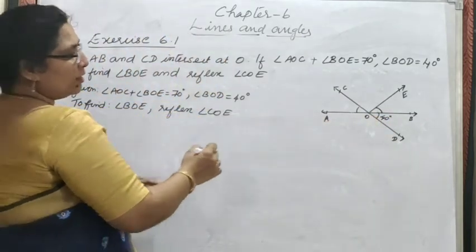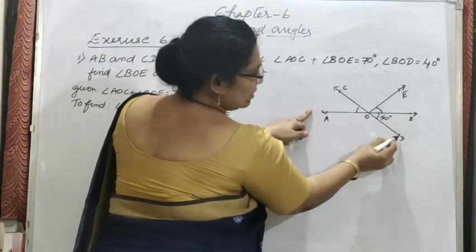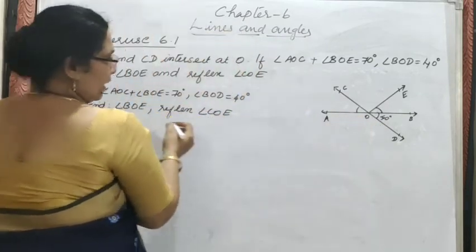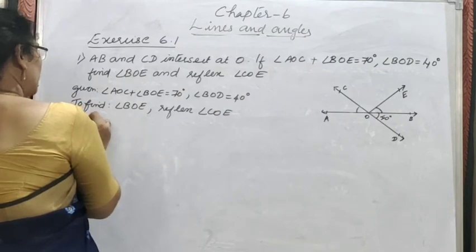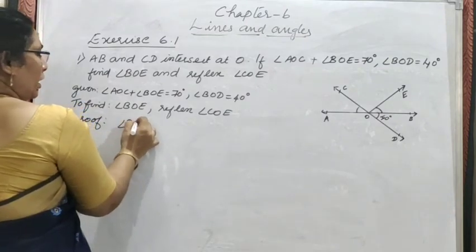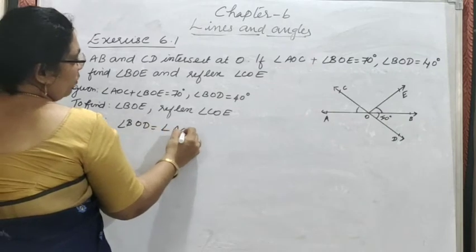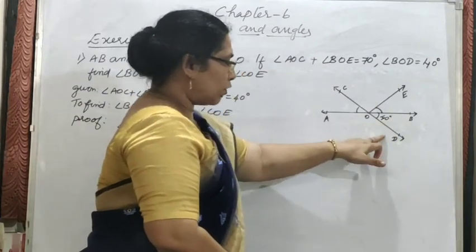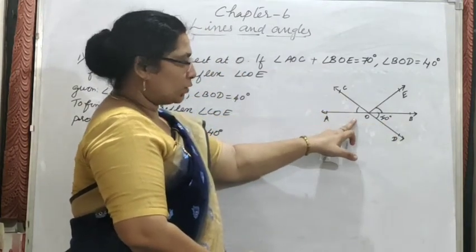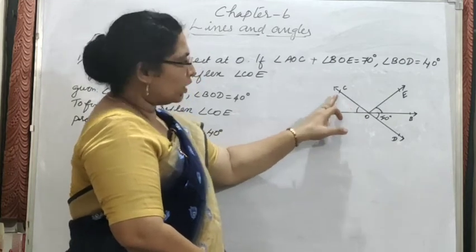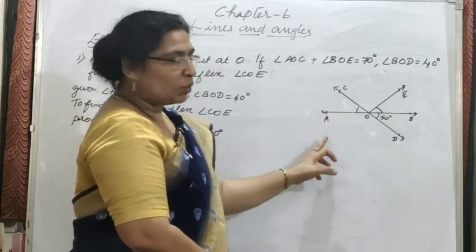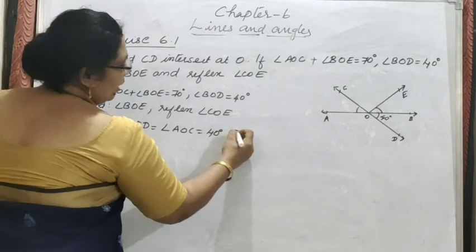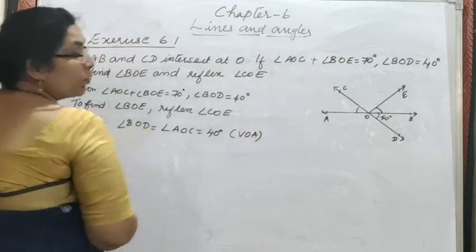You can say. See that AB is a line as well as CD is a line. So angle BOD, 40, and angle AOC both are vertically opposite angles, right? So we can write in the proof, angle BOD equals angle AOC equals 40 degrees. So once again, here angle BOD is 40. So what is the question? What is angle AOC? Angle AOC is also equal to 40 because the two lines intersect. Which are the two lines? AB as well as CD. So angle BOD equals angle AOC equals 40 degrees, vertically opposite angles.